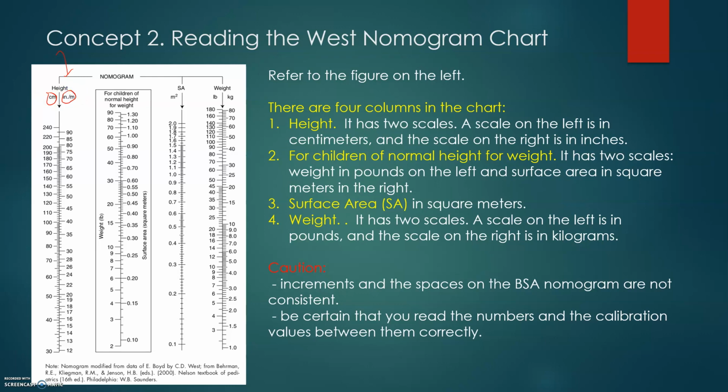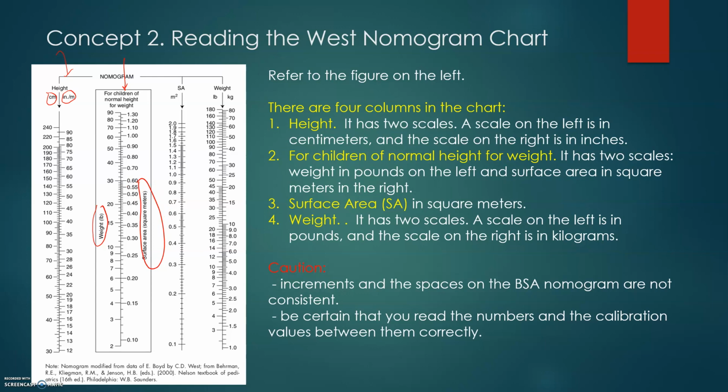For children of normal height and weight, there is a specific second column here, right? For children of normal height and weight, it's in the frame. It has 2 scales also. On the left side we have weight in pounds, and we have the surface area in square meters, right? We have it already here.